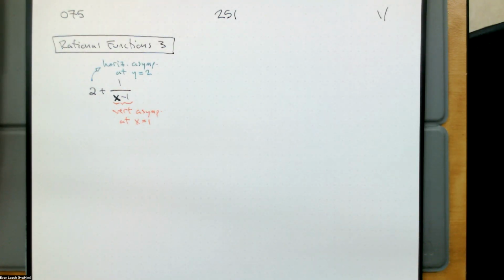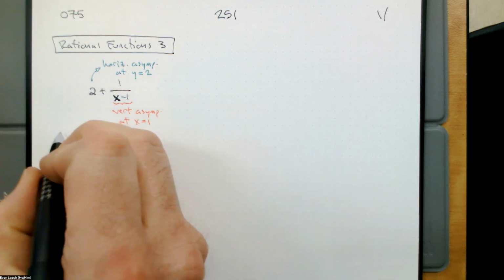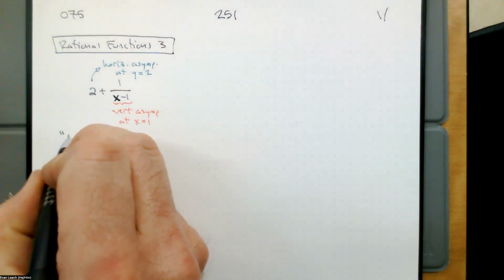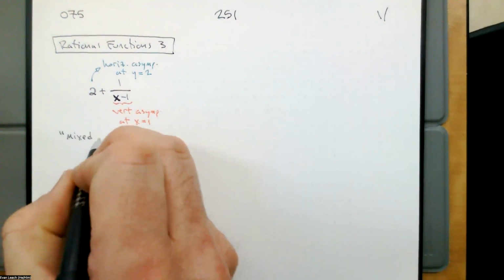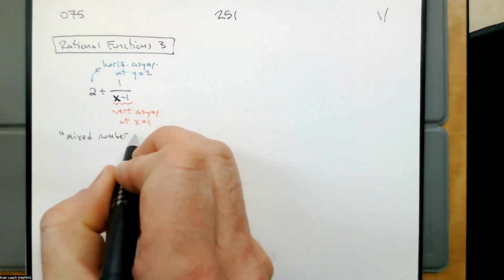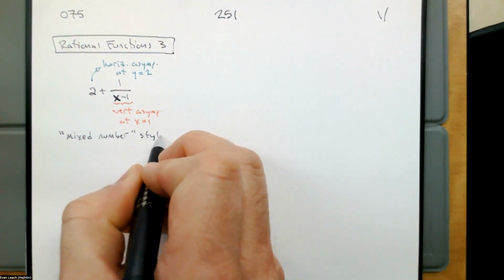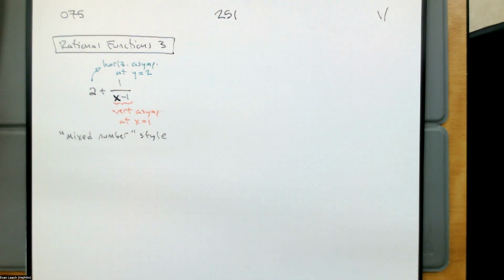When we're looking at a rational function in this form, it's really easy to see the horizontal and vertical asymptotes. That's the strength of this form, this mixed number style format. We can see that horizontal asymptote of 2, and we can see the 1 over x minus 1 giving us our vertical asymptote at x equals 1. Not officially, but I refer to this as a mixed number style of representing this rational function.